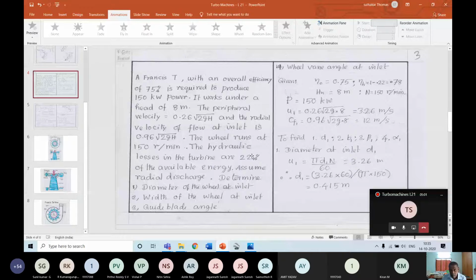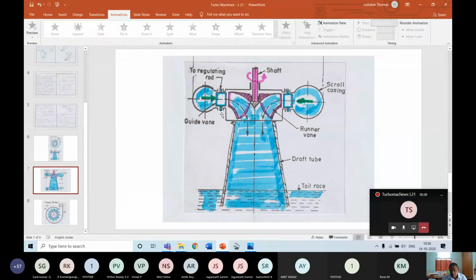The hydraulic losses in the turbine are 22% of the available energy. Assume radial discharge. Determine the diameter of the wheel at inlet and width of the wheel at inlet. Then guide blade angle. Then wheel vane angle at inlet. So this is the problem. So it is about the Francis turbine.